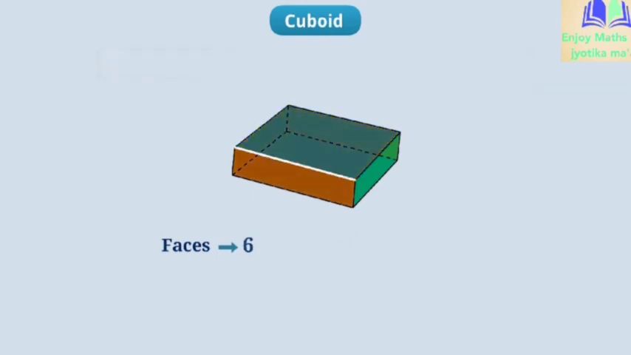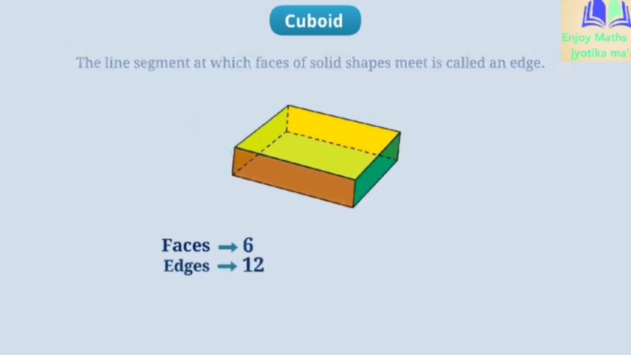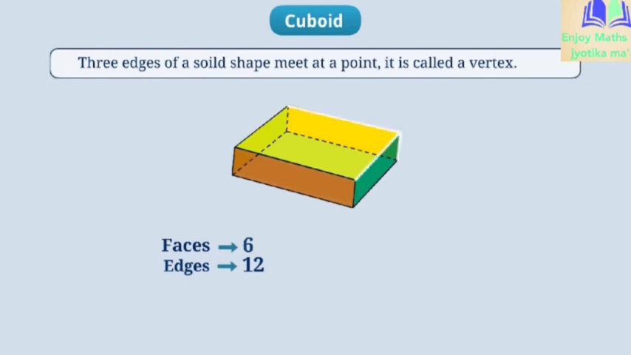Now look at the intersection of any two faces. There you will see a line segment formed. A line segment at which faces of solid shapes meet is called an edge. If you look here, there are a total of 12 edges of the cuboid. Similarly, when 3 edges of a solid shape meet at a point, it is called a vertex. So now, can you tell how many vertices a cuboid has? Try. Let us tell you, here the vertices are 1, 2, 3, 4, 5, 6, 7 and 8.